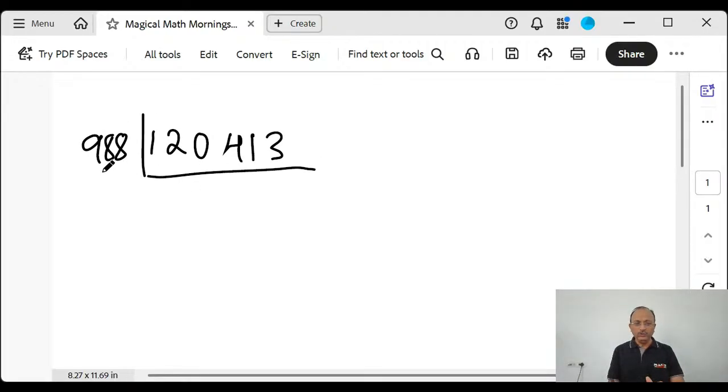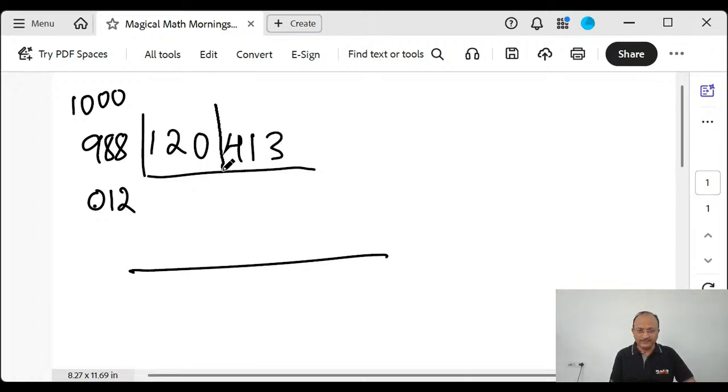What should we do? This is close to the base 1000, correct? Which has three zeros. So I will separate three digits from the right side for the remainder column. And then I'll write the complement of this. When you subtract from 1000, whatever you get, that is called the complement. All from 9 and last from 10, that is 012. This is the complement. Then we'll start writing one by one.